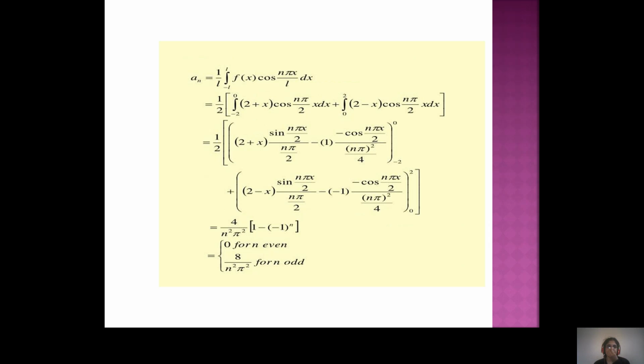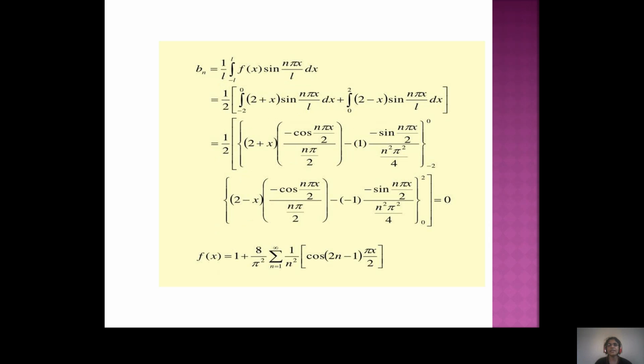Same thing, an is equal to 1 by l, 1 by 2, integral of minus 2 to 0, 2 plus x cos n pi x by 2 dx, plus 0 to 2, 2 minus x cos n pi x by 2 dx. So when you solve this equation, we get the formula 4 by n square pi square into 1 minus minus 1 whole power n. So 0 for n even. When n is odd, we get 8 by n square pi square.